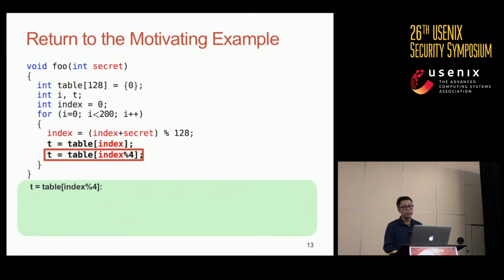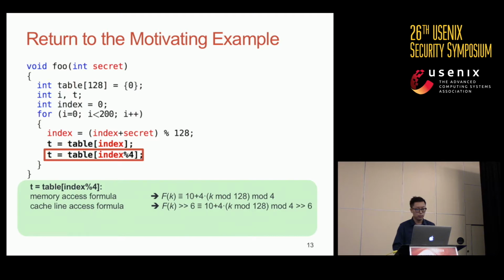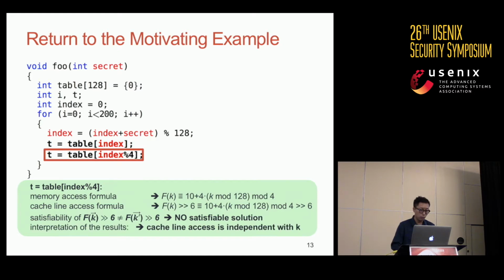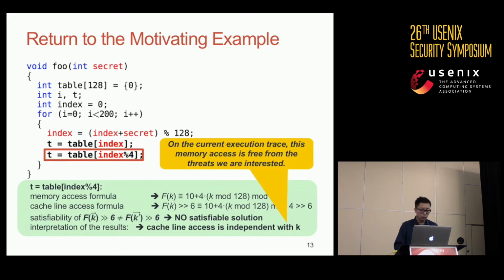All right, so for the next table query, the corresponding memory access formula is like this, and the cache line access formula is like this. To solve the satisfiability of our constraint, we get no satisfiable solution this time, which means that the cache line access at this point is actually independent of the program secret. So this means that at least on this execution trace, this memory access is free from the threats we are mostly interested in.